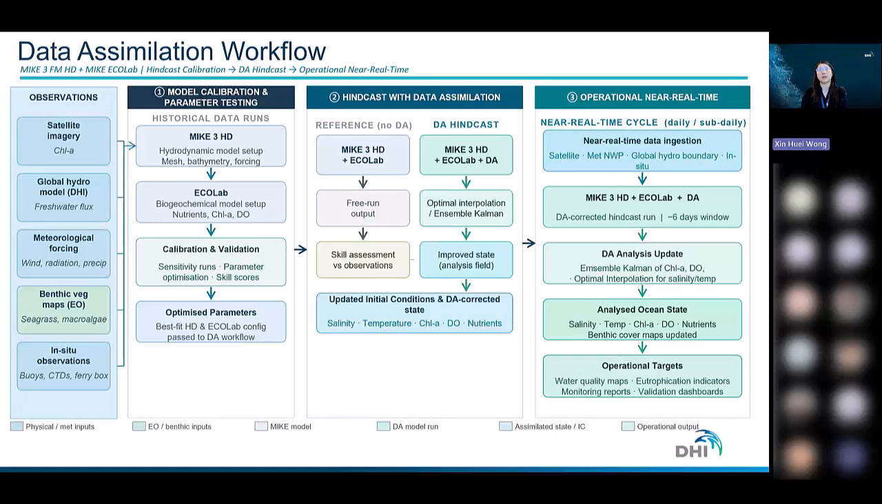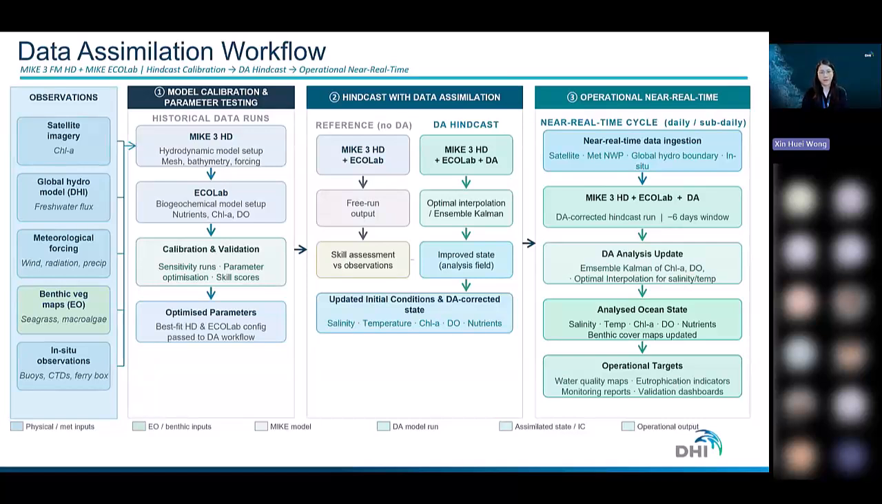So the first phase is the model calibration and parameter testing. Together with MIKE Ecolab, we have over historical periods conducted sensitivity tests, optimized parameters, and evaluated our models against observations. Then we have moved into the second phase, where we do the hindcast with data assimilation, where we run our calibrated model across the historical period with data assimilation activated and compare it against a baseline free run, to see what changes data assimilation has brought.